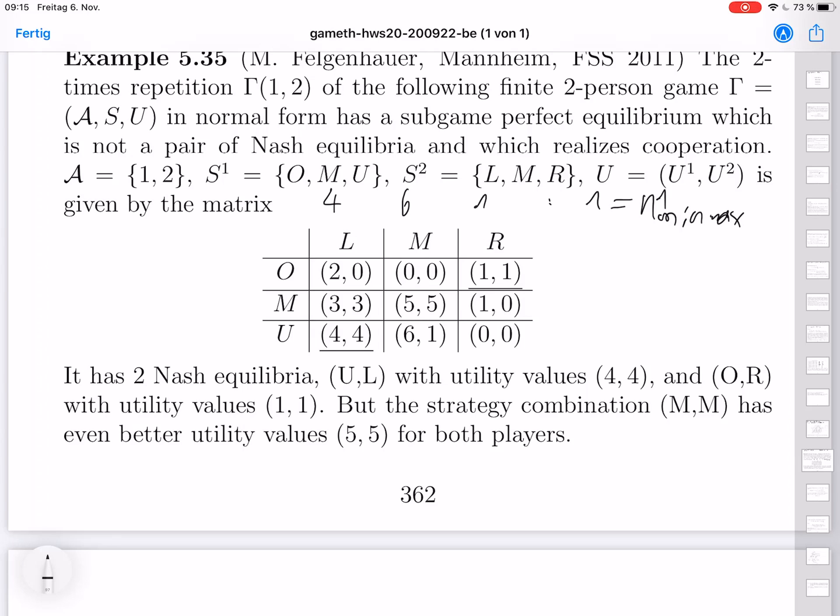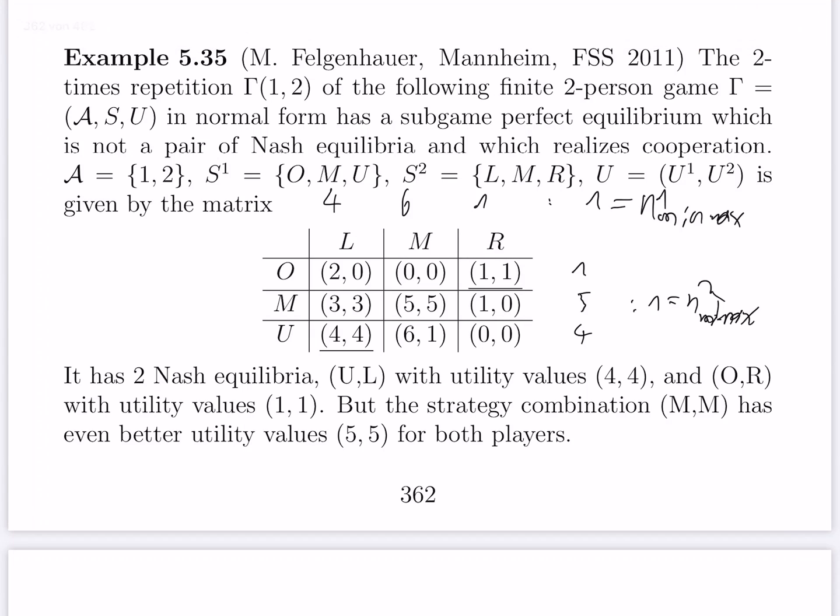Now if i is equal to player 2, he sees if player 1 plays O, his best value is 1. If player 1 plays M, his best value is 5. And if player 1 plays U, his best value is 4. And the minimum of these is 1. So this is the min-max value for player 2. Oops, my handwriting is very bad on the iPad. So therefore, the min-max vector is (1, 1) in this case.